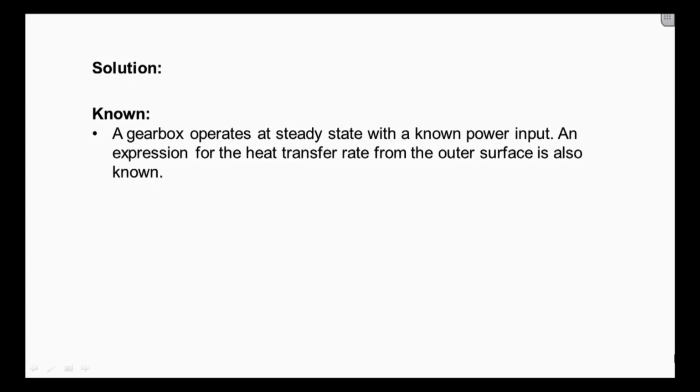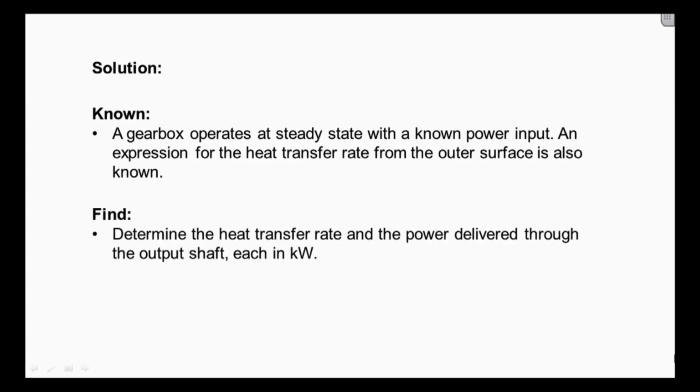A gearbox operates at steady state with a known power input. An expression for the heat transfer rate from the outer surface is also known. The next thing is to summarize what we have to find. This is the same information we highlighted in green in a critical read of the problem statement, presented here again as a bulleted list. Determine the heat transfer rate and the power delivered through the output shaft, each in kilowatt.